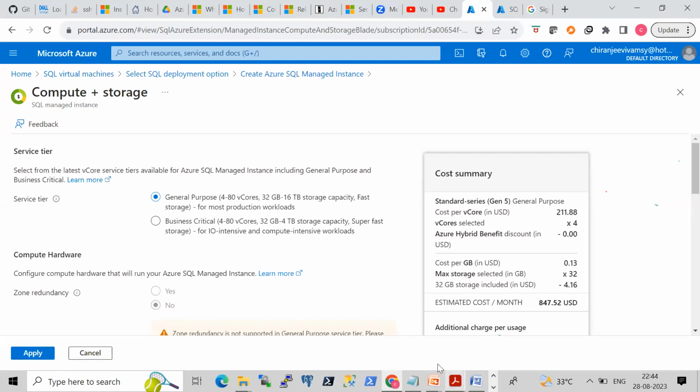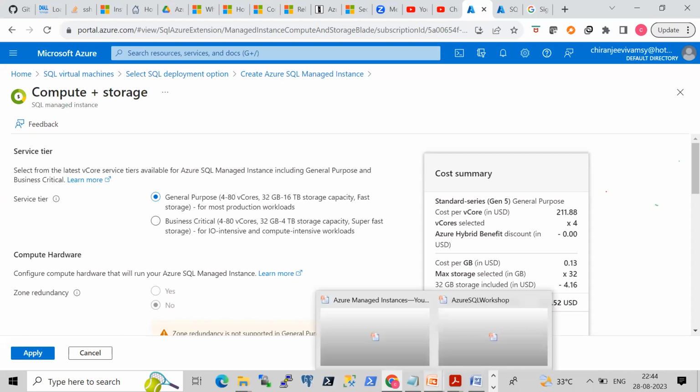Before we choose general purpose and business critical, you have to understand the underlying architecture for GP and BC. Does anyone know what the underlying architecture is for GP and BC?